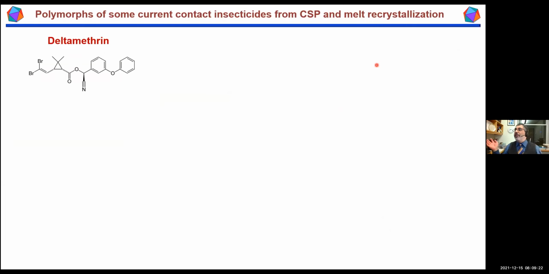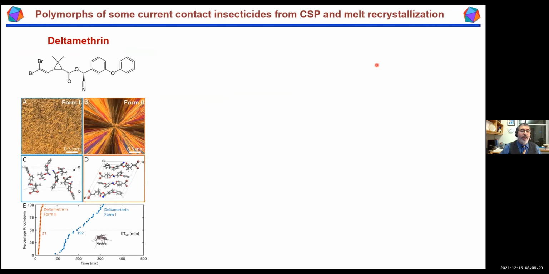Okay, now DDT, as I said, is no longer used. So let's talk about a compound that actually is currently in use, Deltamethrin. And so again, the commercially available form is this Form 1, and my colleagues crystallized this other form called Form 2. You can see it's in this non-orthorhombic space group. And when you compare its effect on the Aedes mosquitoes, which are, I think, the ones that carry dengue fever, you can see that Form 1 has an okay rise time, but Form 2 really is quite dramatic in this case.